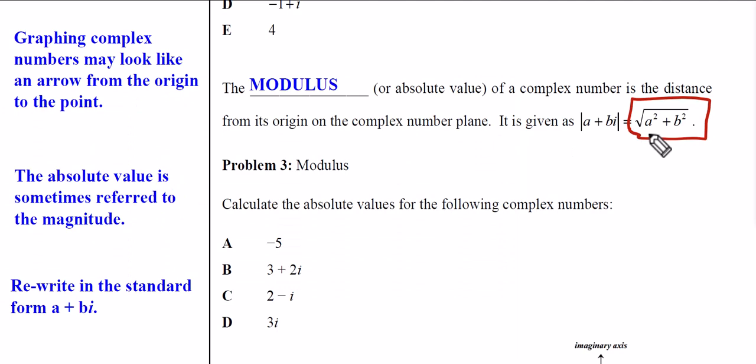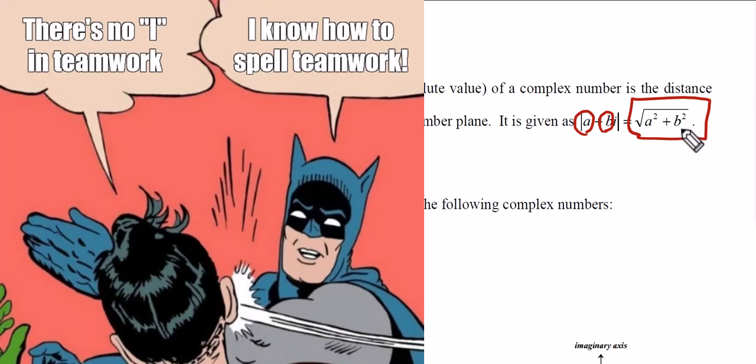Nevertheless, notice that we are looking at the standard form of a complex number, and that we're only putting a and b into the formula. We're not putting i in the formula. There is no i in here.